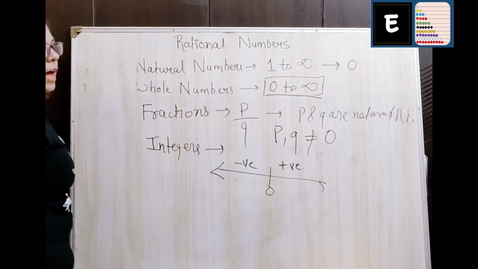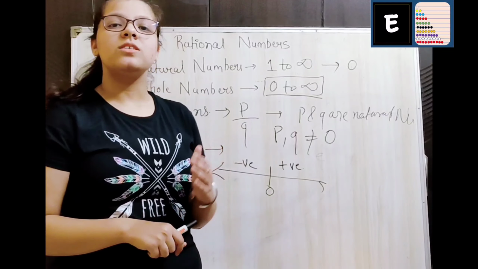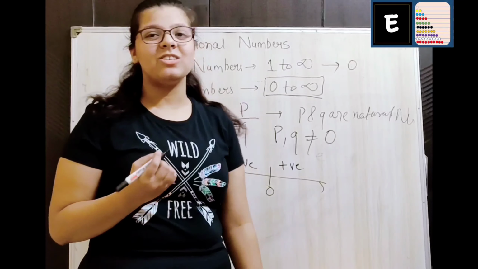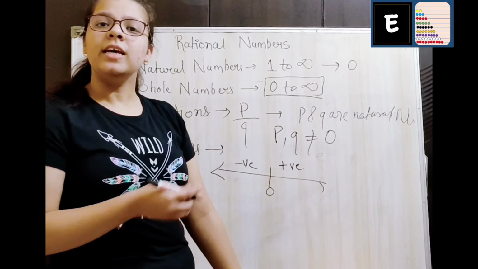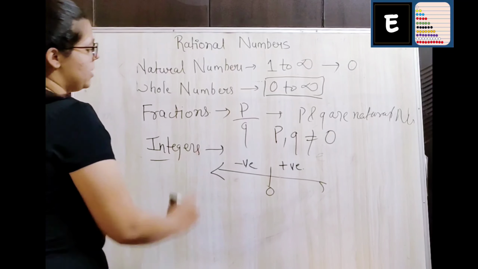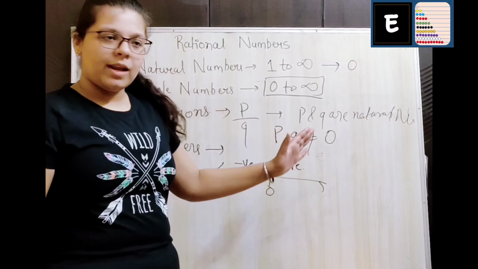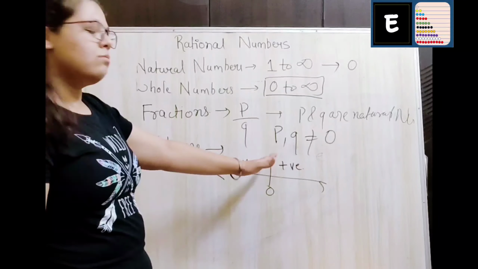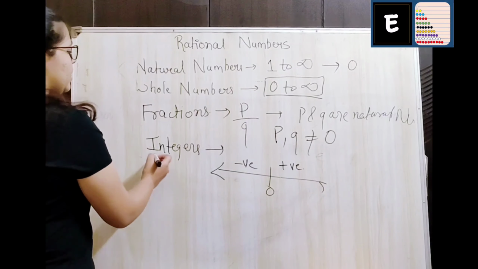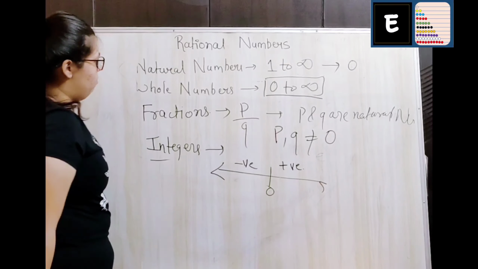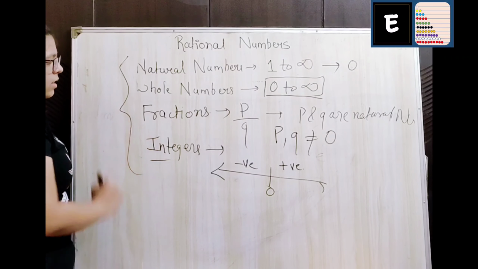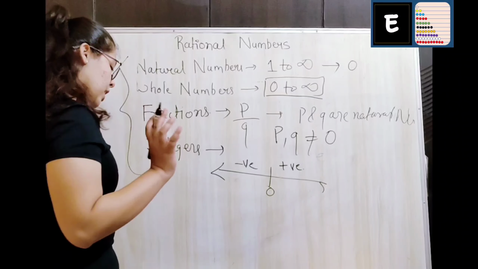Now we have fractions. Fractions are the numbers which are in the form p by q, where p and q are natural numbers, which already tells us that p and q cannot be equal to 0. Third, we have integers. We all know the number line. Here's our 0. Everything that comes on the left is negative. Everything that comes on the right is positive. That's our integers. These are the 4 main things that we should know before learning rational numbers.